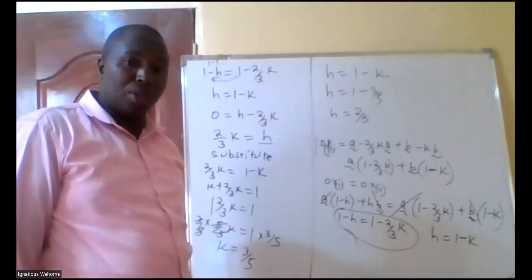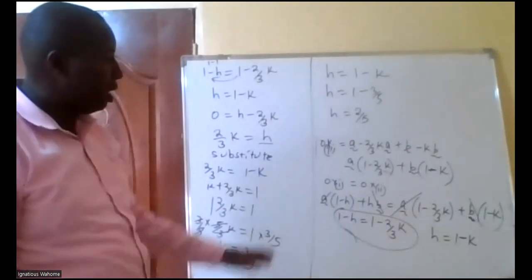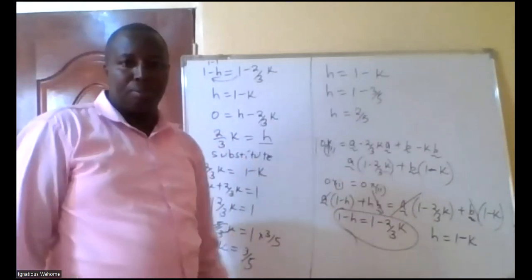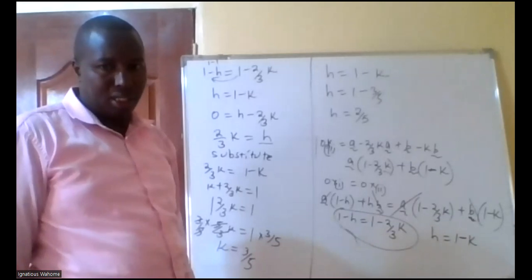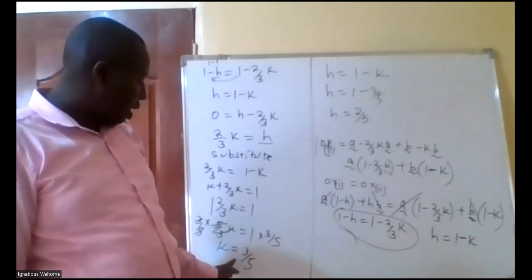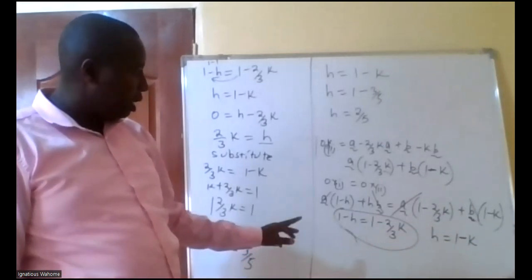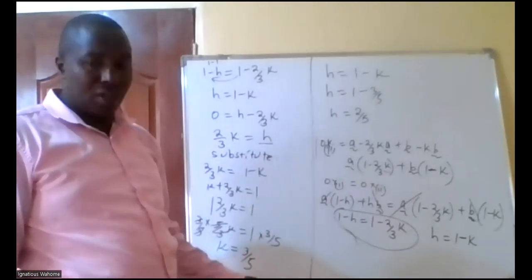And that's our KCSE question, 1996, paper 1. You can see it's a 10 marks question. So you work it out like that. You get that K is equal to 3 over 5 and H is equal to 2 over 5.